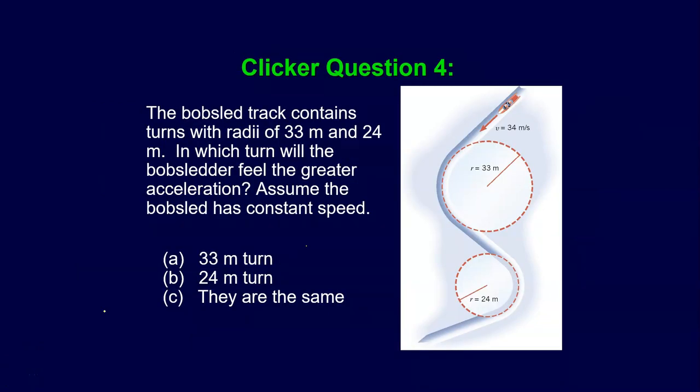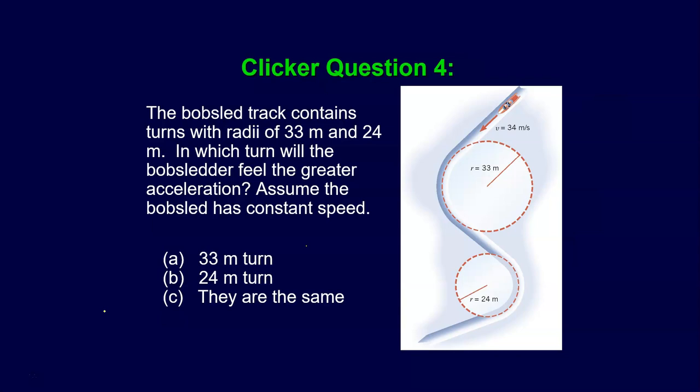So here's an example. Let's read it. The bobsled track contains turns with radii of 33 meters and 24 meters. In which turn will the bobsledder feel the greater acceleration? And for this problem, assume the bobsled has constant speed. This is an example like I was talking about where the bobsled doesn't move through the circle the whole time. It moves through a portion of the circle, but we can still use that with our physics to try to understand that portion of where it's going. So go ahead and give us one to go and we'll talk about it.